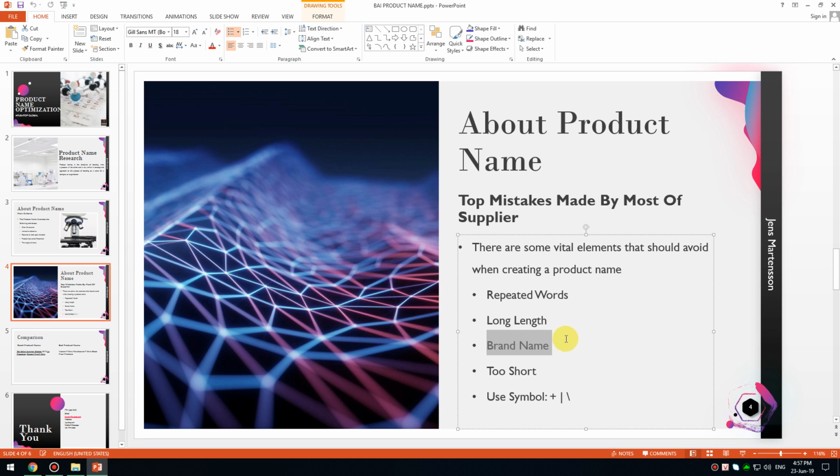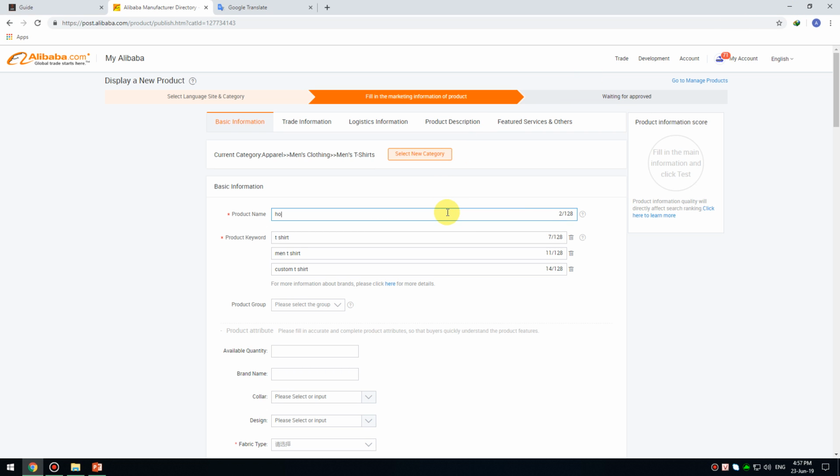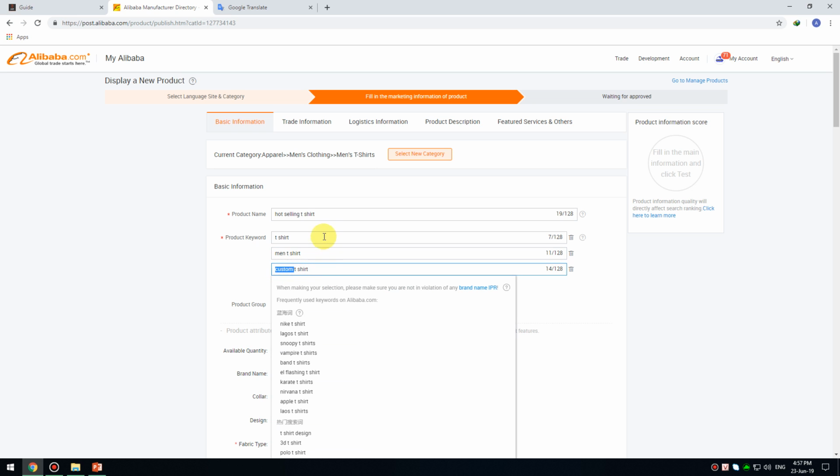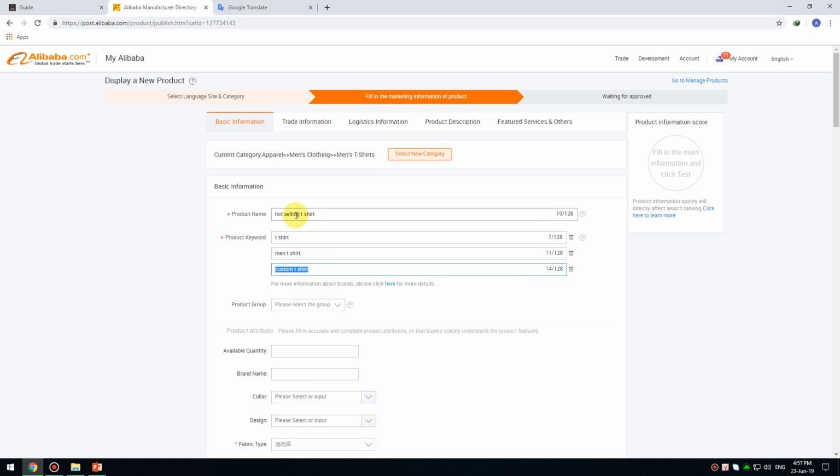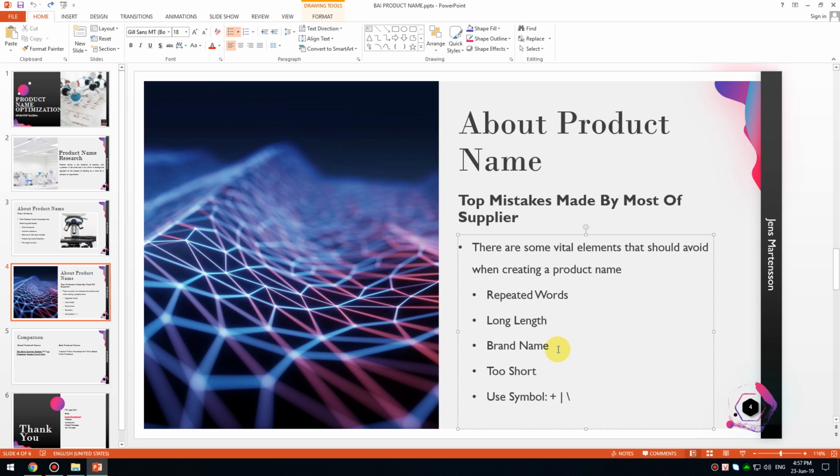Okay, and also you should avoid names that are too short. For example, you cannot name your product like hot selling t-shirt. Okay, it will not have enough product keywords. As you can see, it missed the main keyword and also the custom keywords over here. Your product keywords should always be in your product name in order for the Alibaba system to detect your keywords and also detect your product name at the same time.